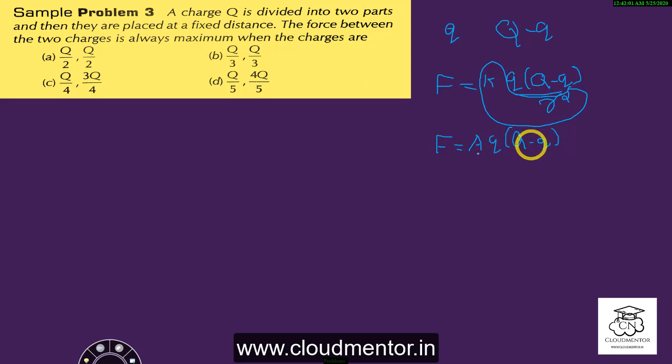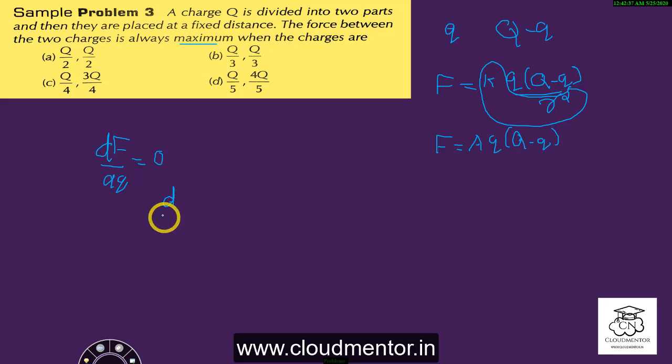So we know that the force will be maximum when dF/dq equals 0. That is, the derivative of the force with respect to the charge will be equal to 0. Then the force will be maximum. Here it is asked to find the charges when the force is maximum, right? So dF/dq must be equal to 0.